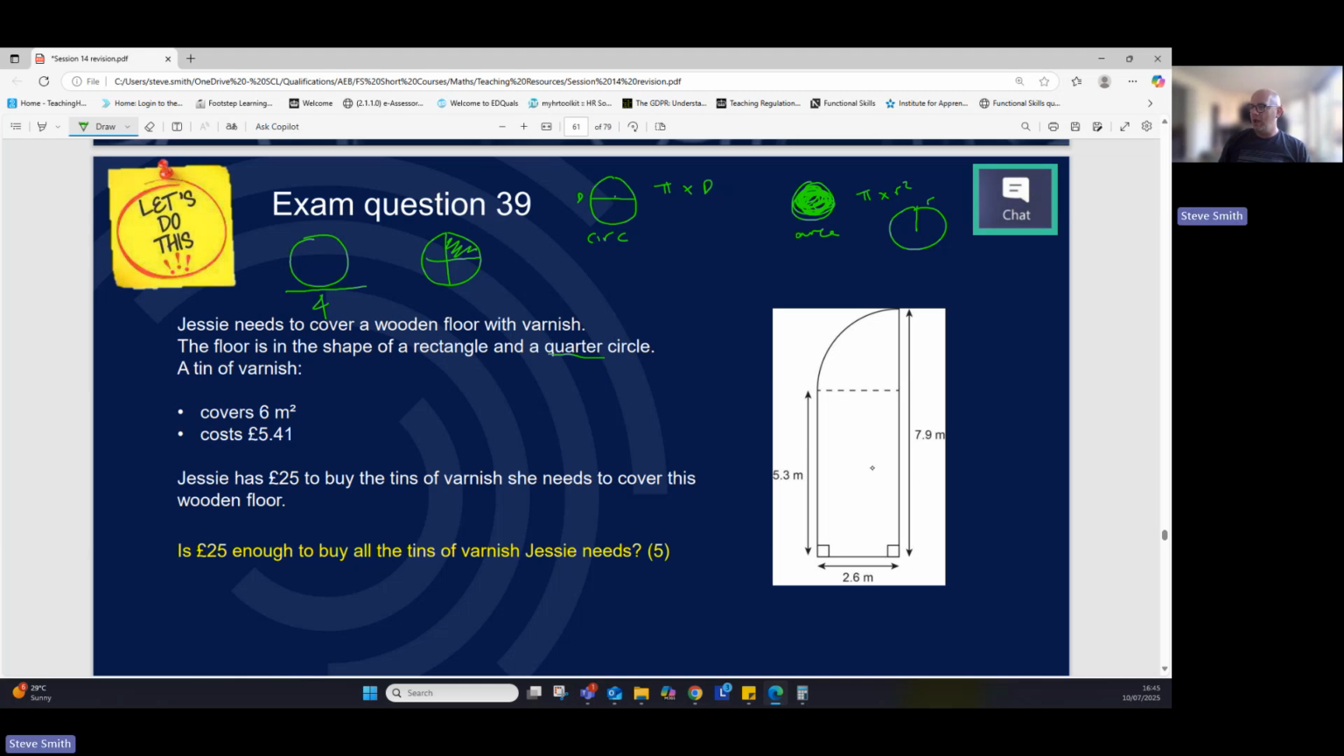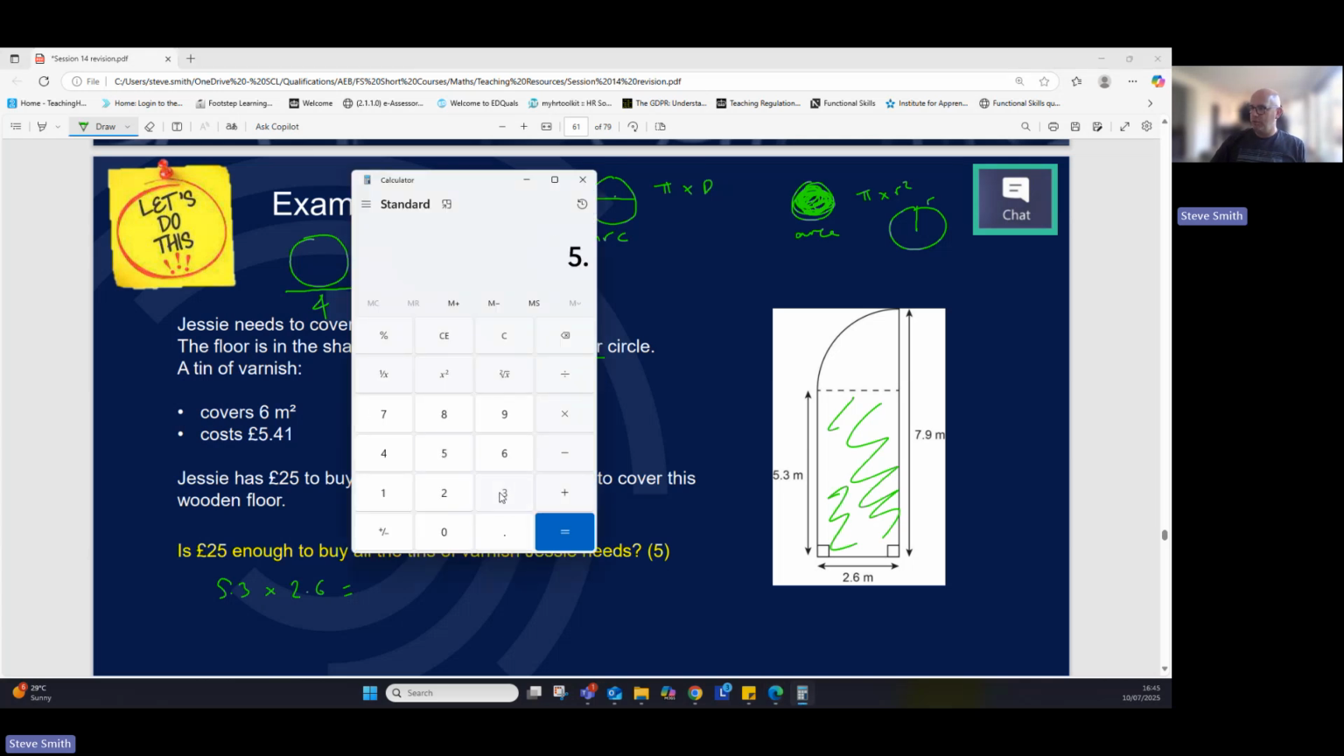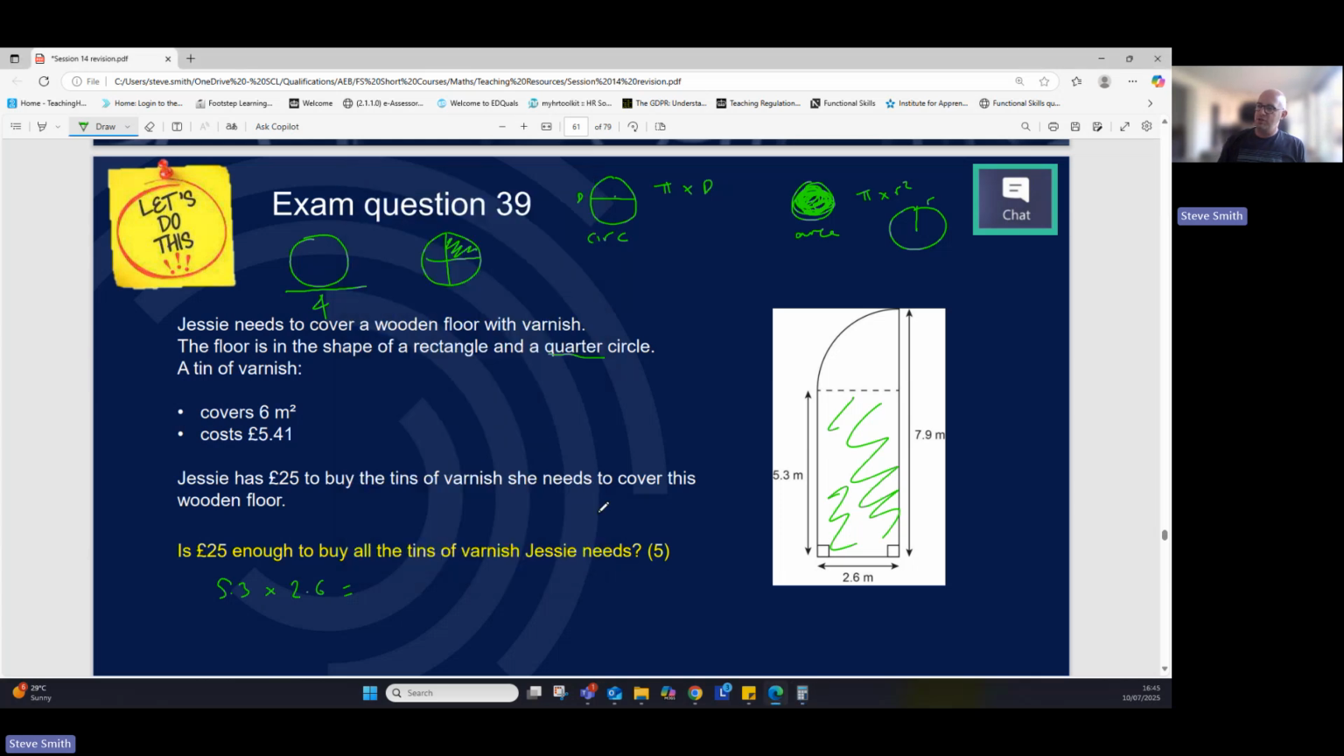We've got a square bit to work out, or a rectangular bit to work out first. That's really quite straightforward. We've got the length, 5.3, times by 2.6. That gives us all this part of what she's covering on that part as well. So let's do that. 5.3 times by 2.6. It's 13.78 meters squared.